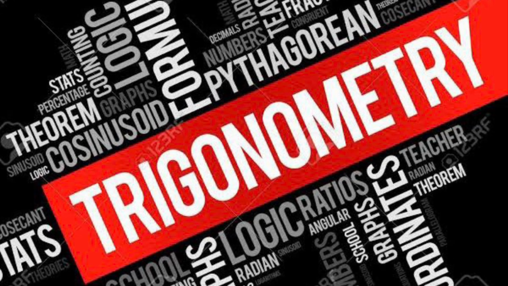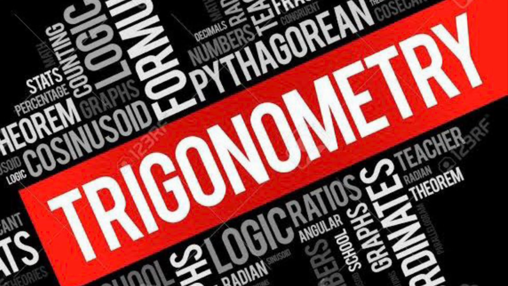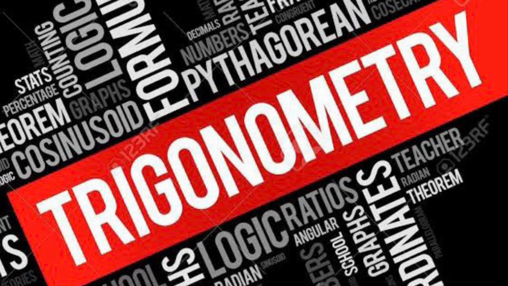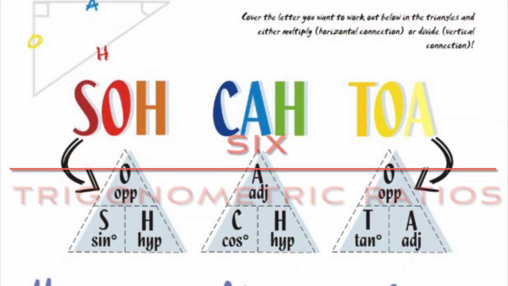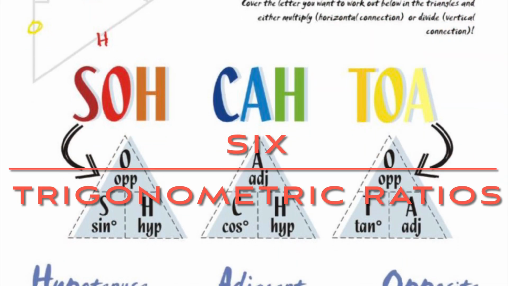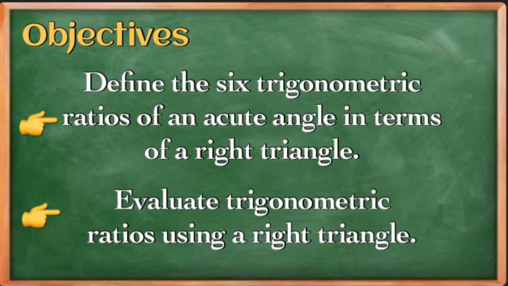Now previously we talked about the right triangle and how to solve for the missing side using the Pythagorean theorem. Now in this video we're going to talk about the 6 trigonometric ratios. Specifically, we are going to define the 6 trigonometric ratios of an acute angle in terms of the right triangle and also evaluate trigonometric ratios using the right triangle.